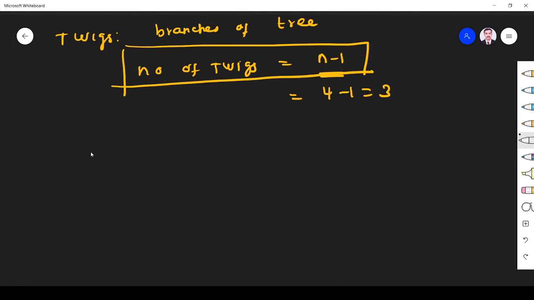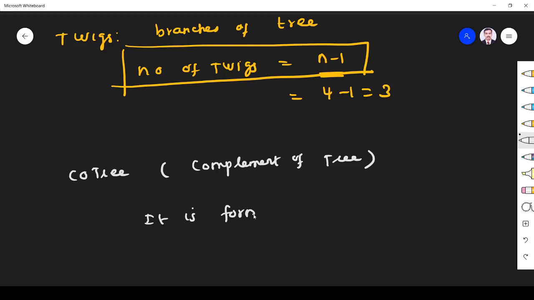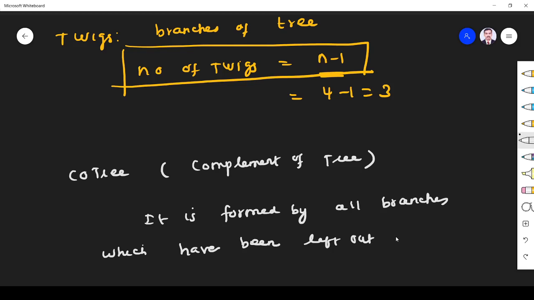Next one is co-tree. Co-tree is the short form of complement of tree. Right? So complement of tree means what? Co-tree is also a subgraph, but it is formed from the branches that have been left out in the tree. So it is complementary. It is formed by all branches which have been left out during the formation of tree.